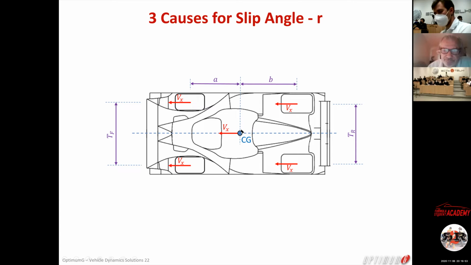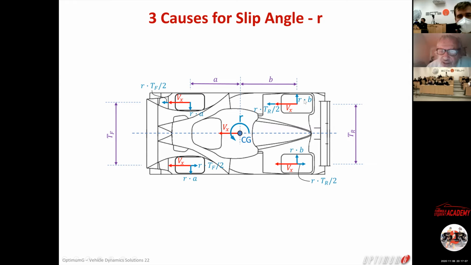But you are going to have a yaw velocity. So you are going to have an additional tangential speed on the rear, and that tangential speed is going to be little r multiplied by b. B is the distance between the CG and the rear axle, and r is the yaw velocity expressed in radian per second. So radian per second multiplied by meter equals meter per second.